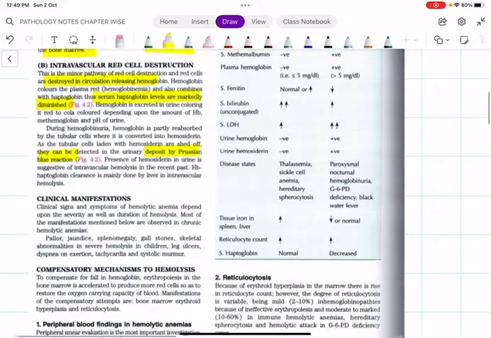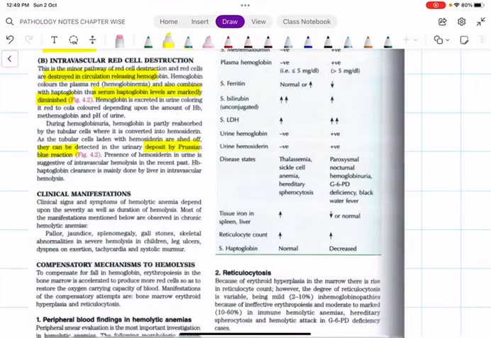So what will be the clinical manifestations of hemolytic anemia? This session is an introductory session, so at this point I'm just going to give you an idea, an overview, a gist of what we are going to discuss in the further sessions on hemolytic anemias.